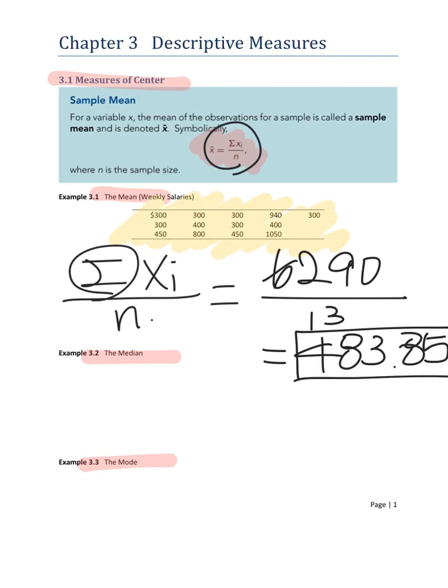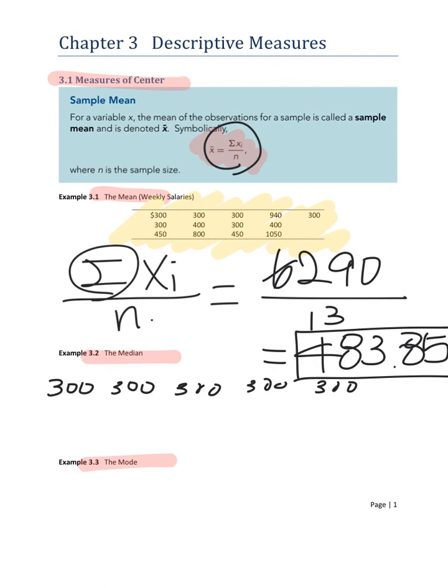Next, median. What is the median? It's just the middle, right? But when you take the median, you have to put all values in order, right? So, which is the smallest one? I think 300 is the smallest one. How many 300s? 1, 2, 3, 4, 5 300s. So let me just put them here: 300, 300, 300. How many? 5.